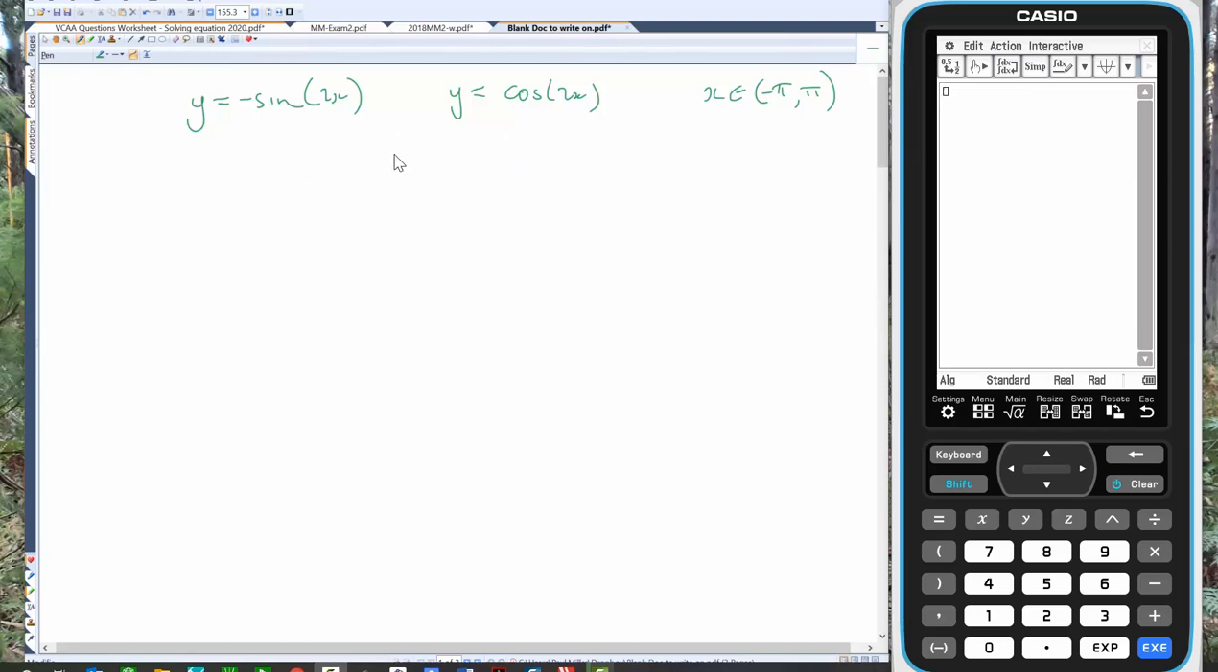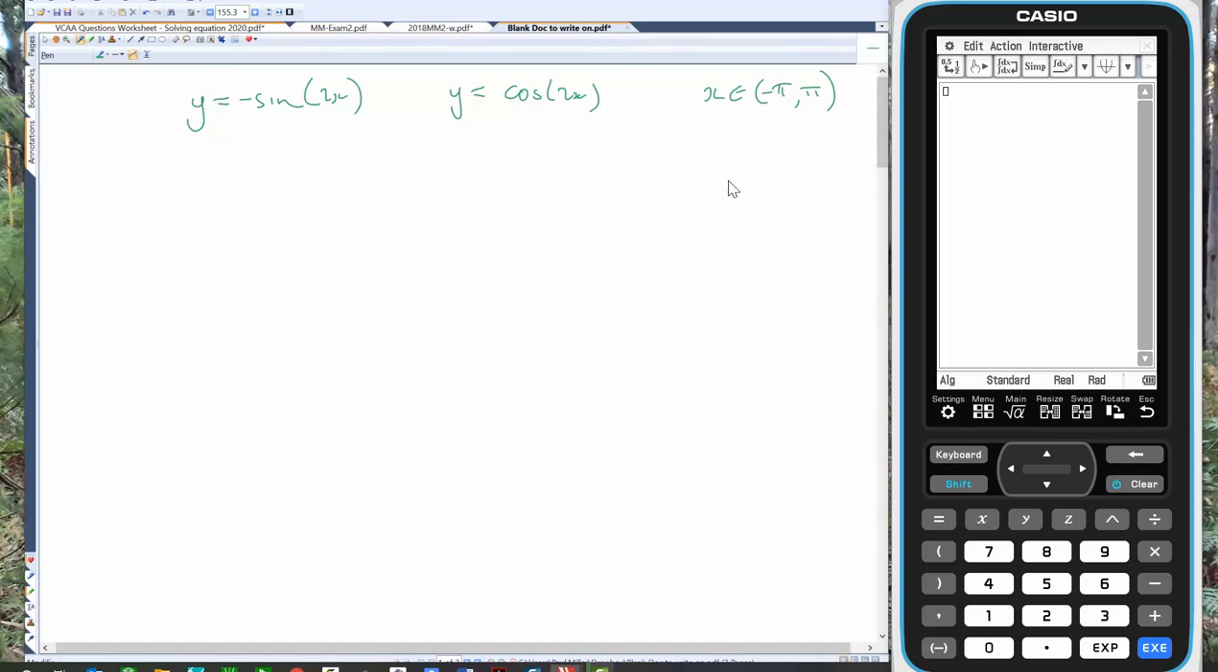All right, what we're going to do is solve this here. So what we're looking for is when these two functions intersect, and the domain over which we're looking for it to intersect is between negative pi and pi. So we're going to use that equating approach.